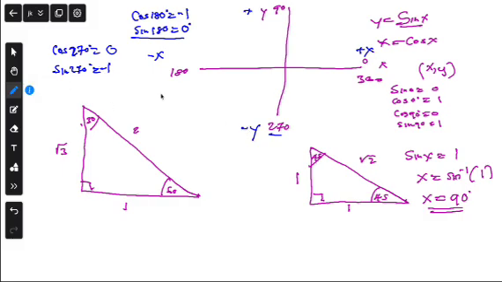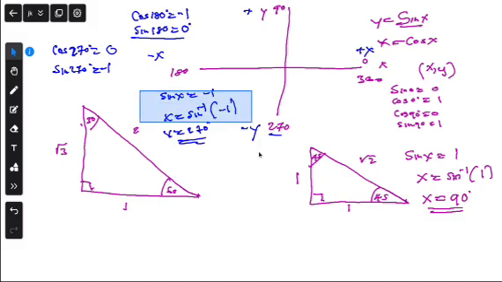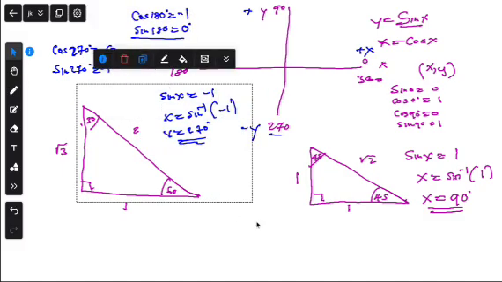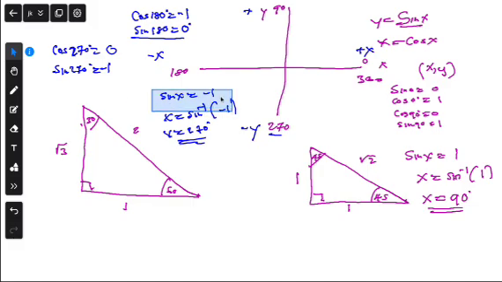So if you're solving sine x is equal to negative 1, then you're finding x. If you take the inverse sine of negative 1, what is going to be the value of x? Definitely it is going to be 270. So I want you to get this idea, because we'll be using the same idea here.